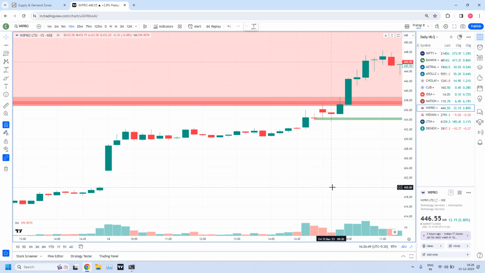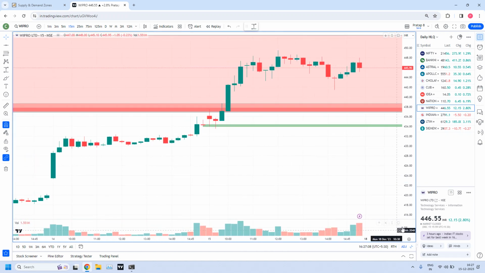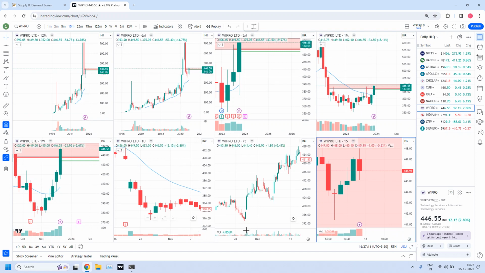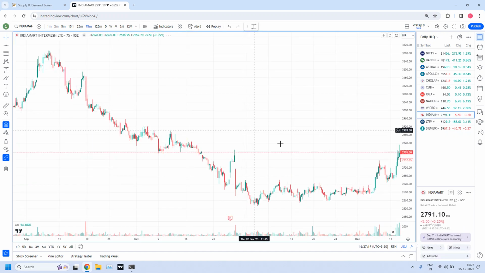And Wipro has given 4,575 rupees profit, which is 3.94% ROI, close to 4%, return on the investment for one future slot. So this is about Wipro. And after that, we have one more stock, India Mart.